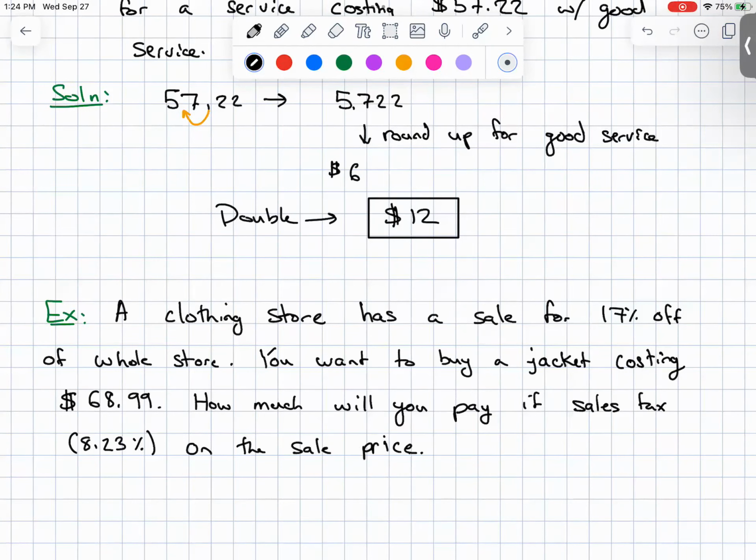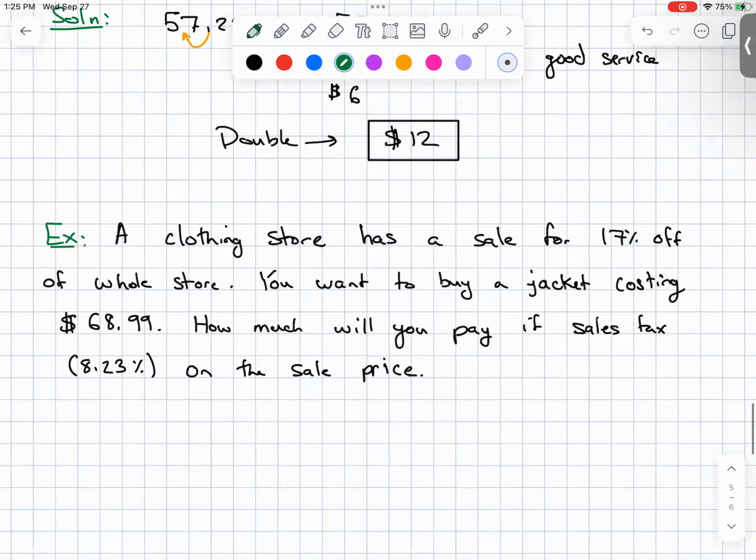So first and foremost, we kind of have to understand what the question's mentioning. So the jacket originally cost $68.99, but it's going to be on sale for 17% off, which means whatever that sale price is going to be, we're only going to be paying tax on that amount. So we're going to take care of that 8.23 at the very, very end. Now, there are many ways you can do this. I think I'll probably try and do it in 2 ways to see which way resonates with you more. Because there's the long way and then there's the short way.